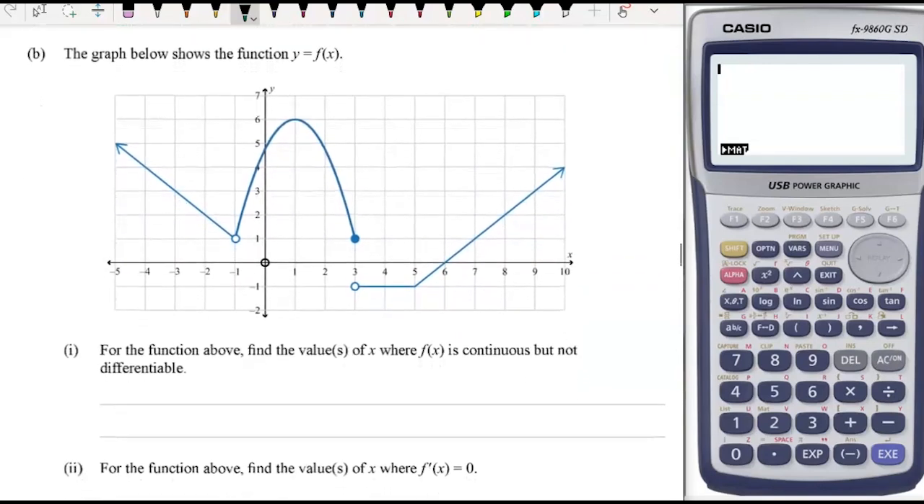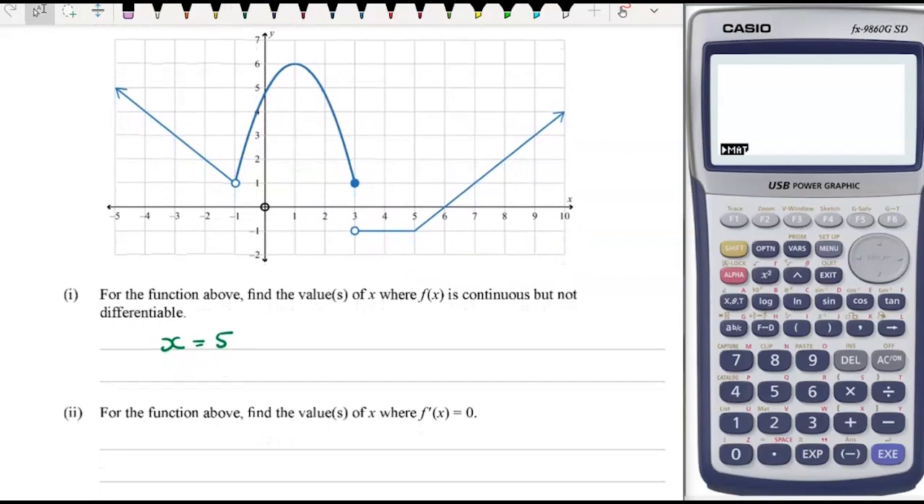Okay, part B. For this function, we need to find the values of x where f of x is continuous but not differentiable. So continuous means we can draw it without taking our pen off the paper, but not differentiable means it's not a smooth point. So we're looking for kinks in the graph, and that's happening just here. So that's when x equals 5.